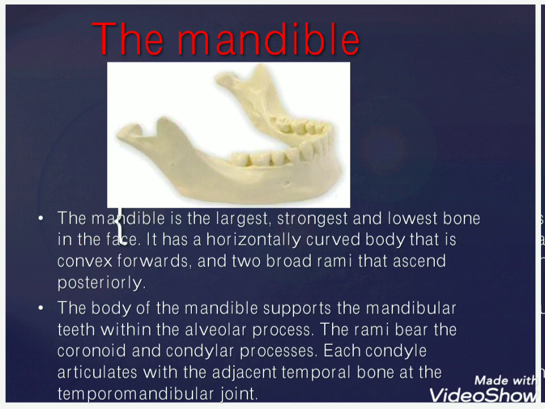The mandible is the largest, strongest, and lowest bone in the face. It has a horizontally curved body that is convex forward and two broad rami that ascend posteriorly. The body of the mandible supports the mandibular teeth within the alveolar process. The rami bear the coronoid and condyloid processes. Each condyle articulates with the adjacent temporal bone at the temporomandibular joint.